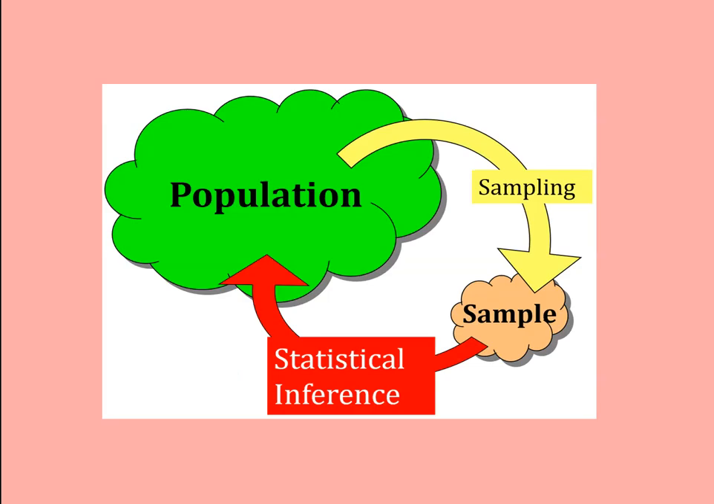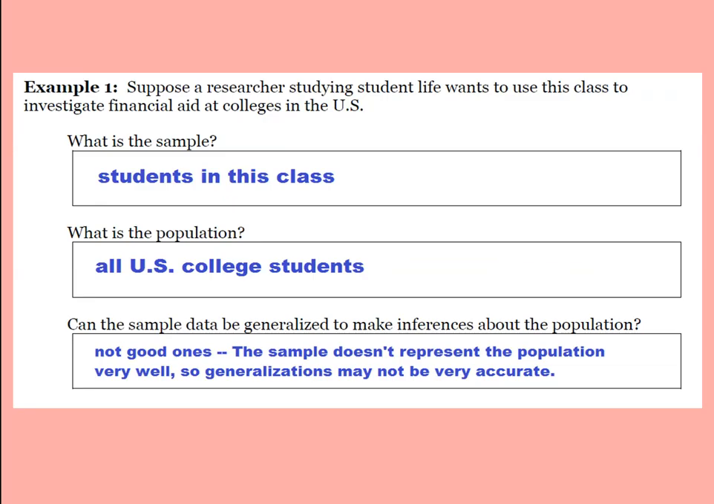This picture comes from our book, and it goes along with the definitions on the previous slide. You take the information from the sample and use some kind of statistical inference to say something about the population at large. In this example, suppose a researcher studying student life wants to use this class to investigate financial aid at colleges in the U.S.